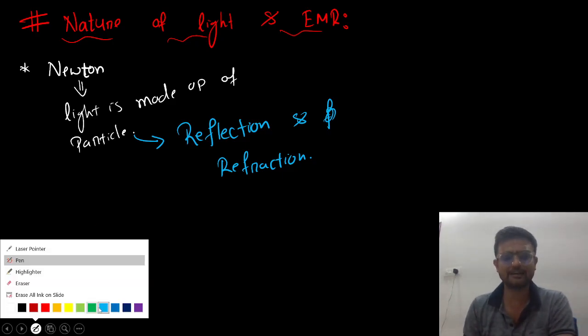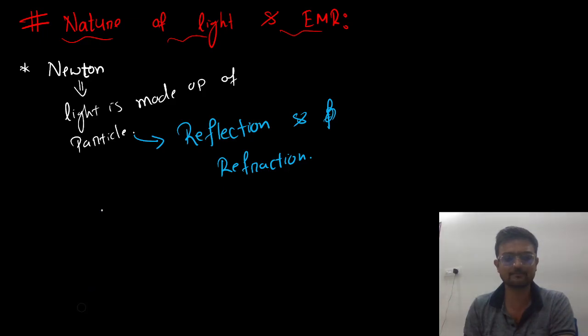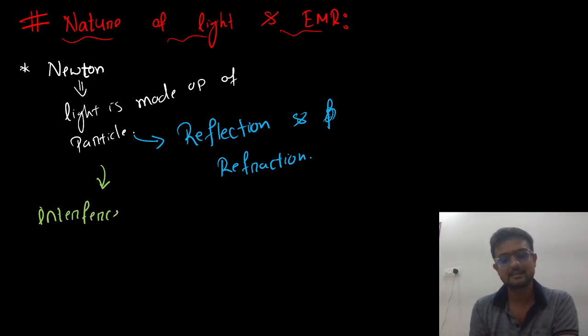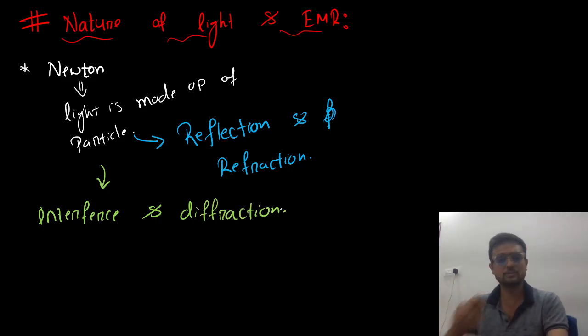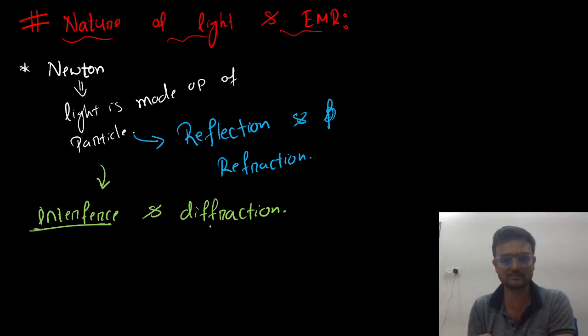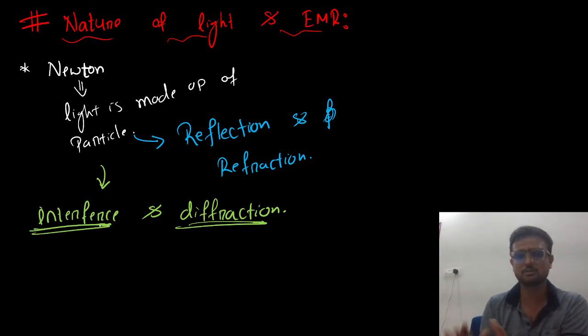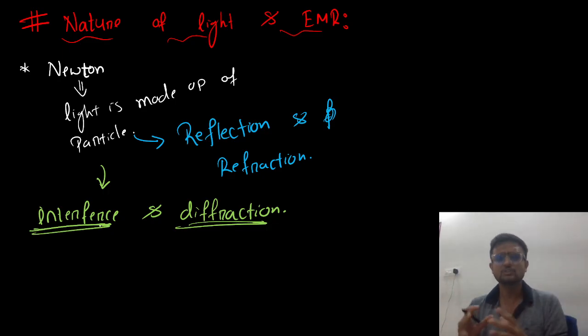I hope you might have heard about a term which is called interference, here I'll write it. Interference and diffraction. I hope everyone might have heard about these two terms in the light chapter. In physics, you will learn about this thing, you might have learned about this specially. So light shows interference as well as diffraction.